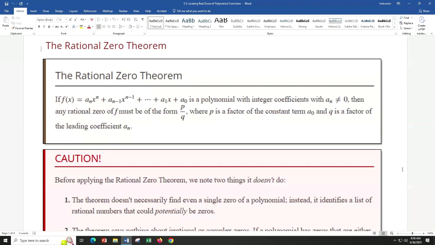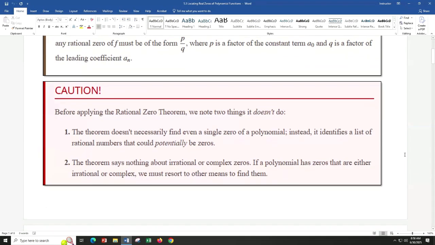Caution. Before applying the rational zero theorem, we need to know 2 things it doesn't do. The rational zero theorem doesn't necessarily find even a single 0 of a polynomial. Instead, it identifies a list of rational numbers that could potentially be zeros. The theorem says nothing about irrational or complex zeros. Okay.